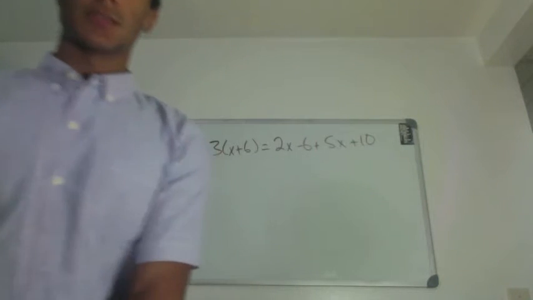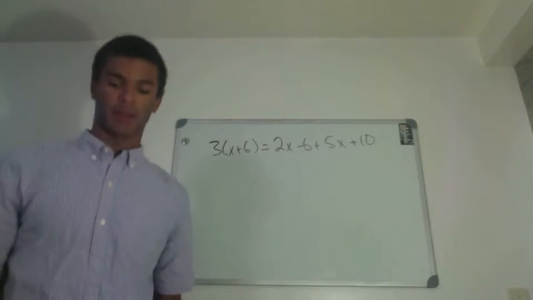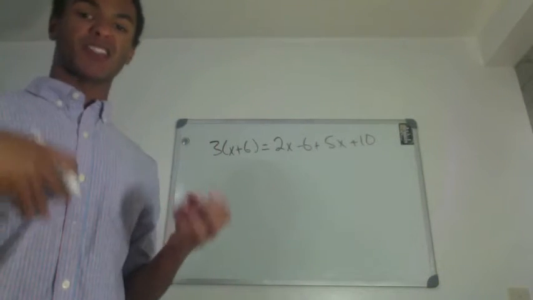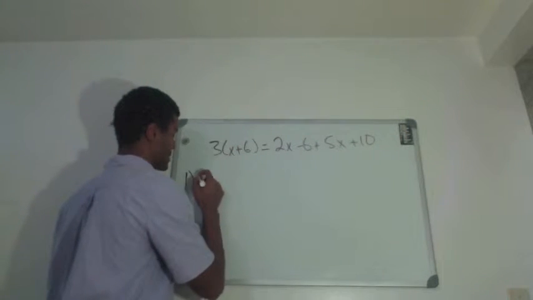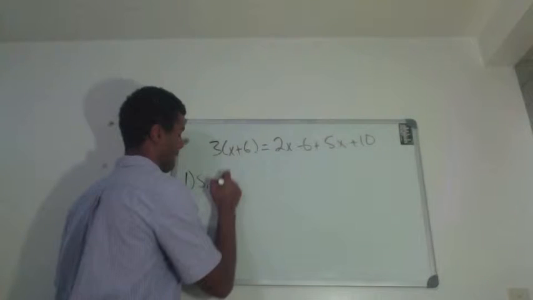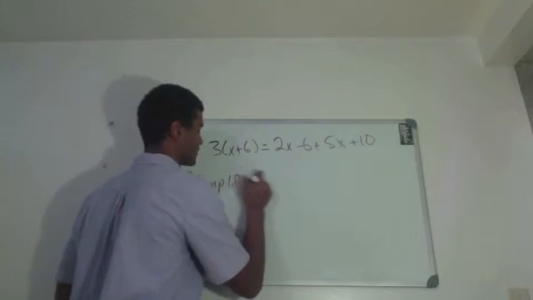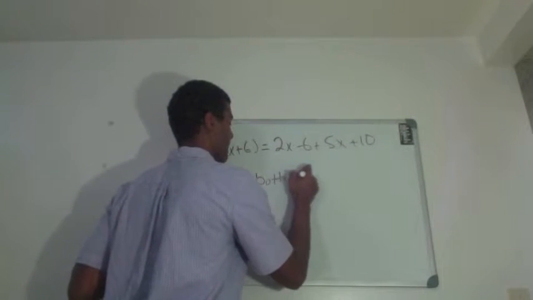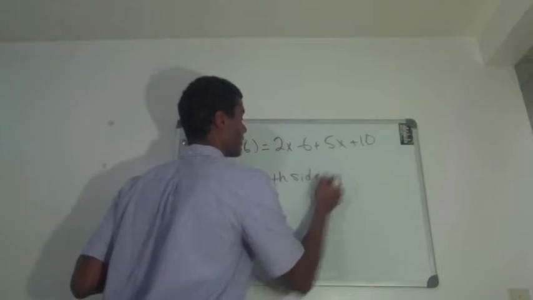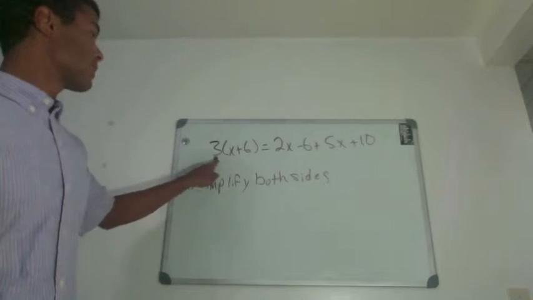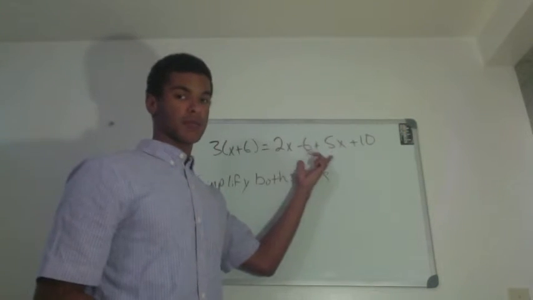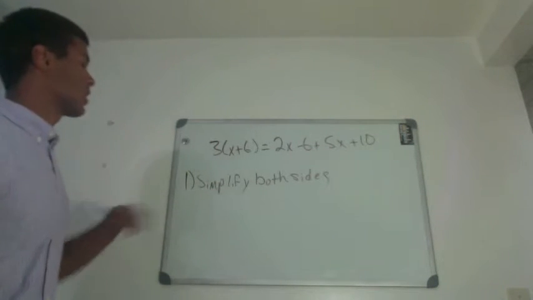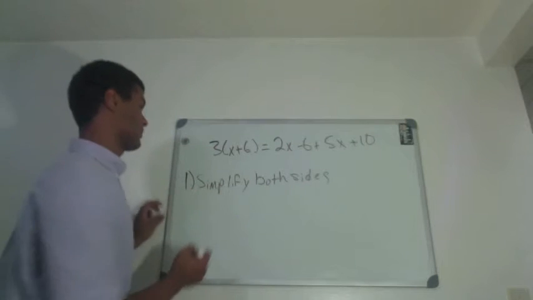Alright guys, so this is an example of what a problem might look like. And when we get started with these problems, our first step is to simplify both sides. What that means is we're going to distribute anything into our parentheses like we have here, or combine any like terms like we might have on this side of the equation. So I'm going to bring that down, simplified here.